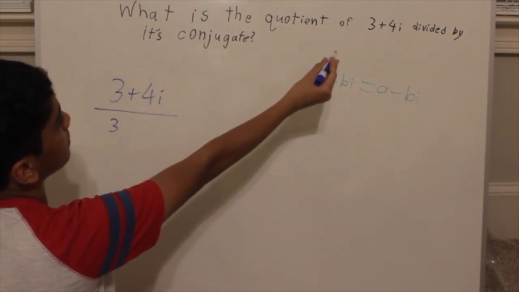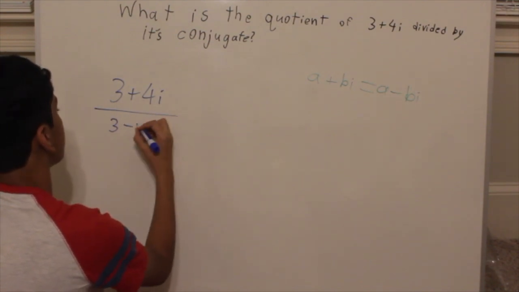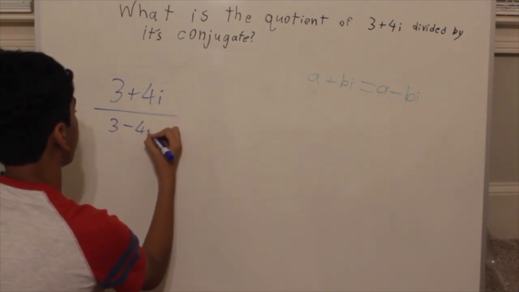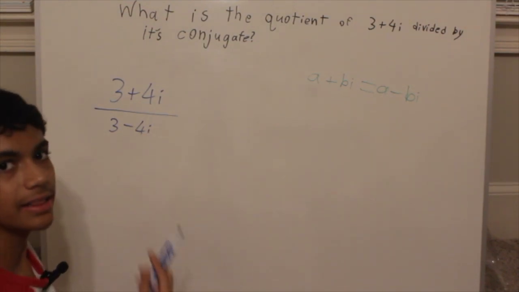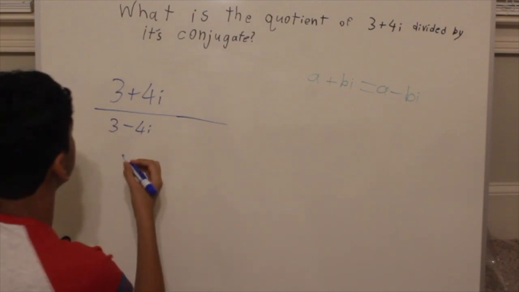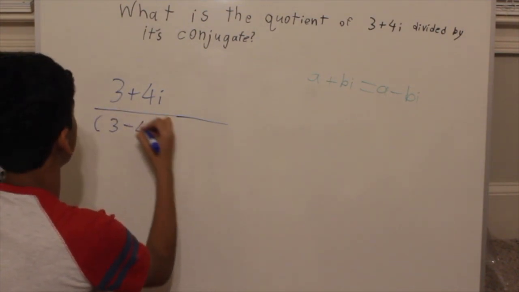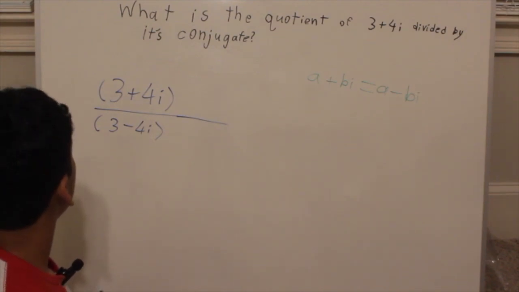So if you divide 3 plus 4i by its conjugate, that's going to be 3 plus 4i divided by 3 minus 4i. Okay, now how do you divide? You can't divide like normal numbers, like you do in algebra. You have to multiply both the numerator and the denominator by the conjugate of the denominator.